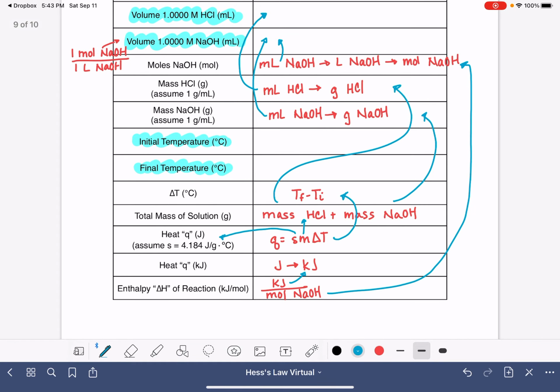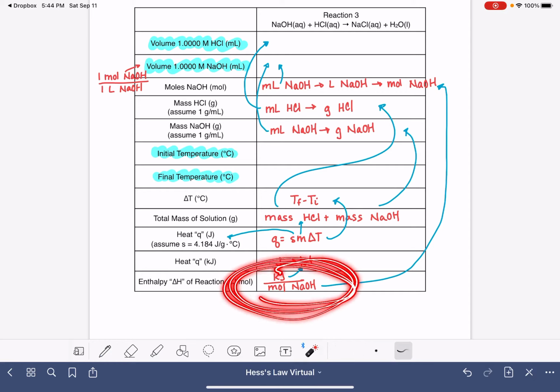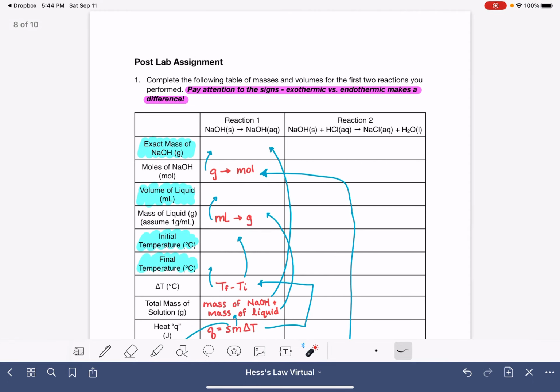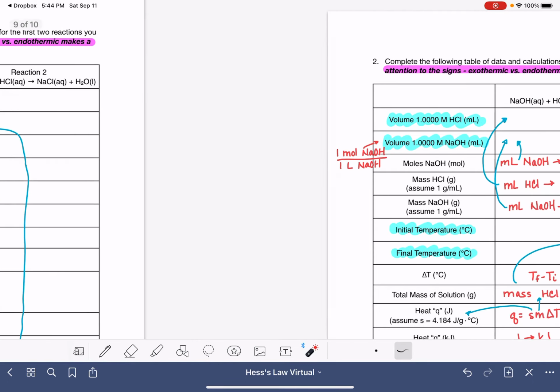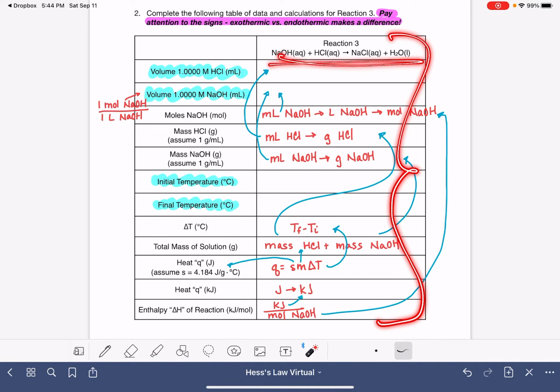So once you get all the calculations done, then what you're going to do is actually try to use Hess's law to come up with this number right here using your data from reactions 1 and 2. So in this step, what we've done is calculated the delta H for this reaction using the change in temperature, using the data that was collected for that experiment.